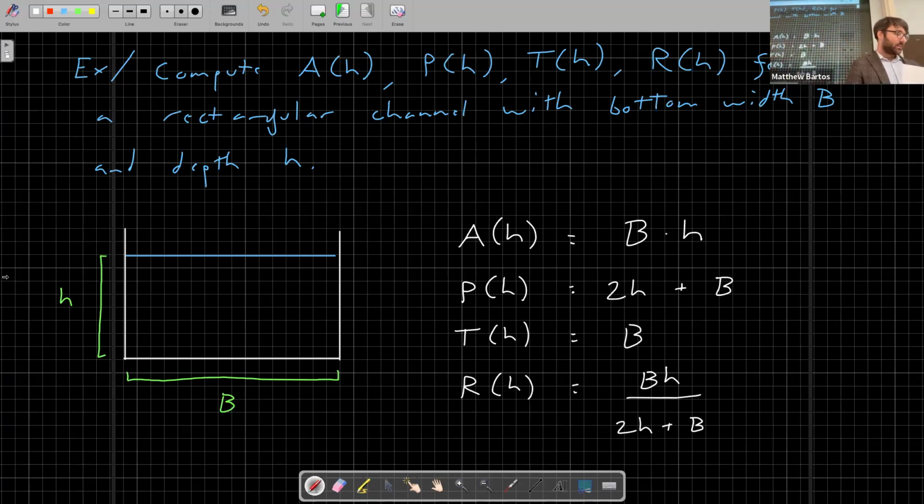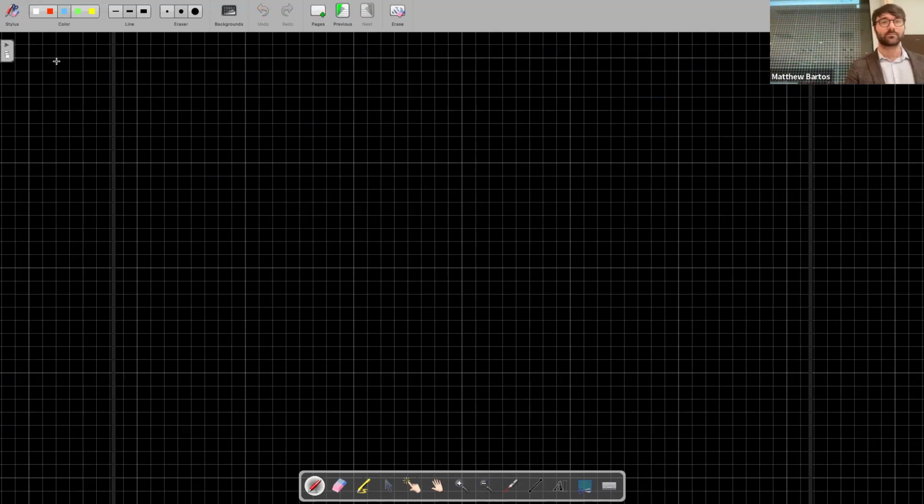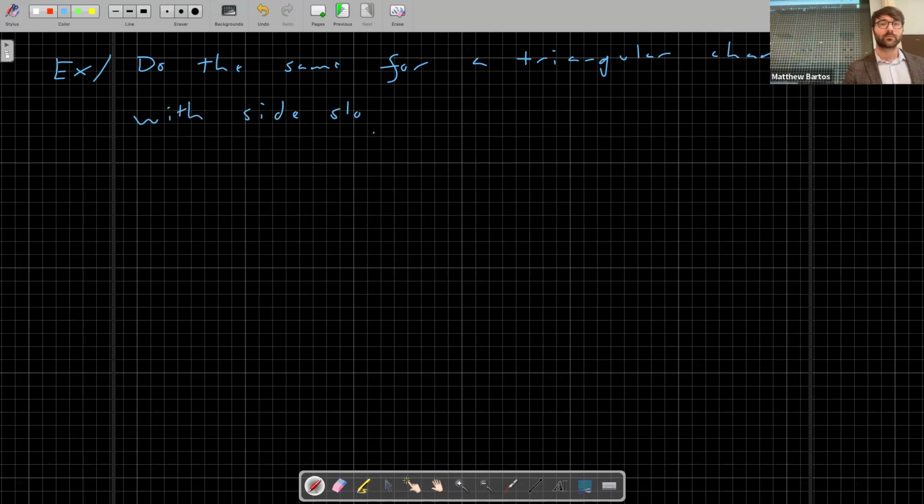Let's look at a slightly tougher case. So let's do the same thing for a triangular channel with side slopes. Side slopes M, as in mountain, and these are specified in terms of horizontal to vertical. So let me draw that out.